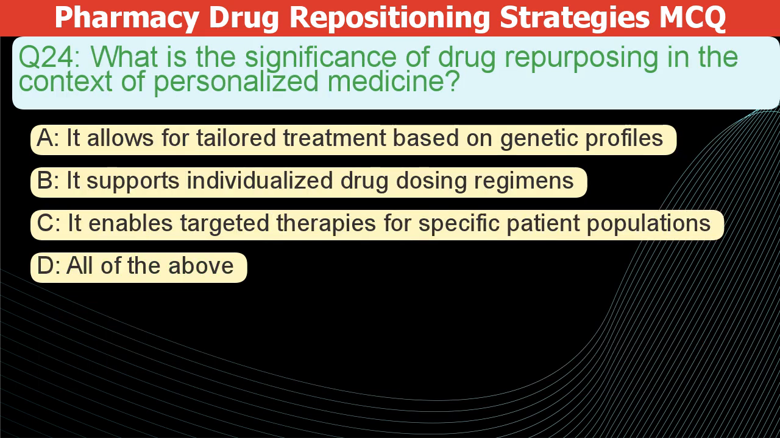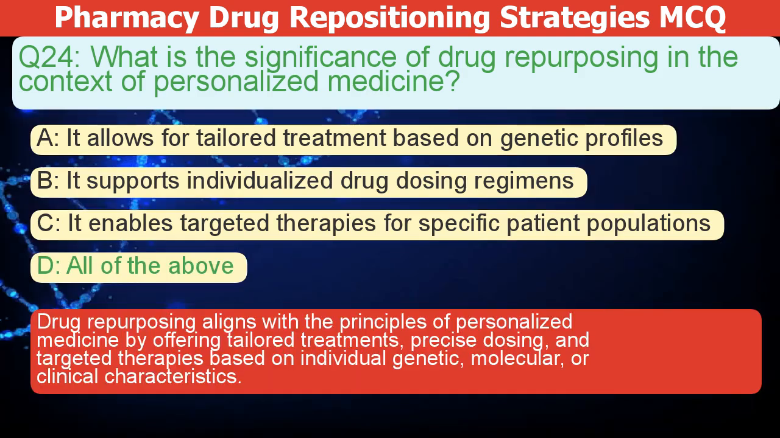What is the significance of drug repurposing in personalized medicine? A. It allows for tailored treatment based on genetic profiles. B. It supports individualized drug dosing regimens. C. It enables targeted therapies for specific patient populations. D. All of the above. The correct answer is D.